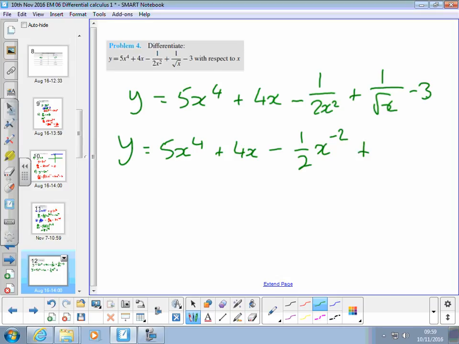And then how can we rewrite this bit here? 1 over x, the square root of x. We want to bring it up to the top, get rid of the fraction. How can we rewrite x squared, square root of x?